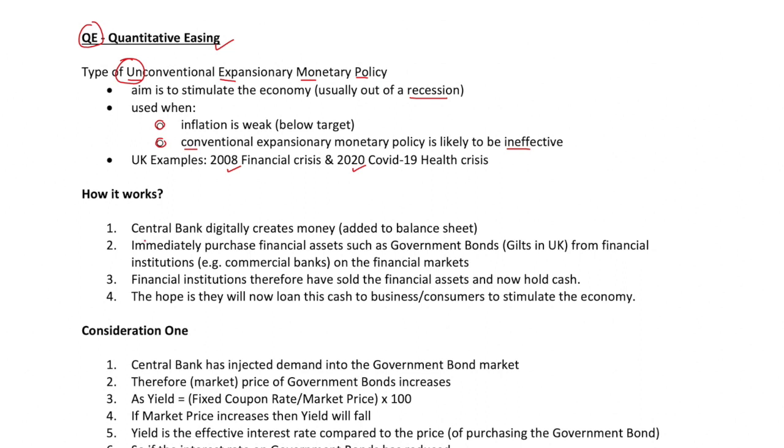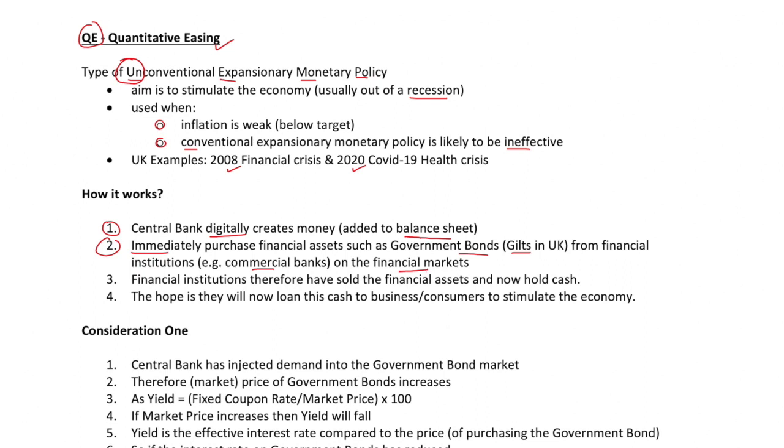Well, step number one is that the central bank will electronically or digitally create money, and that is added to the central bank's balance sheet, being the Bank of England in the case of the UK. Step two is that they will immediately purchase financial assets such as government bonds. Government bonds in the UK are referred to as gilts. And they will buy these bonds from financial institutions such as commercial banks, which will be found on the financial markets.